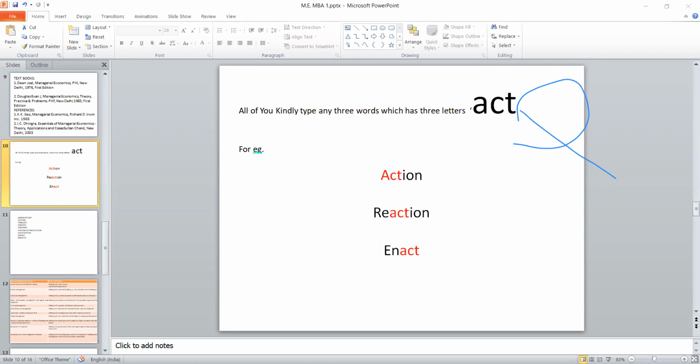Business administration and management. Now imagine I have listed 10 to 12 words. It's nothing but your course. What are the things? Material management, production management, human resource management, marketing management, supply chain management. All these management subjects come under this ACT word. Shall I show?